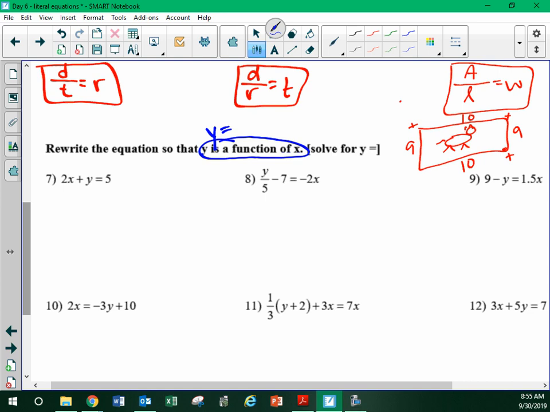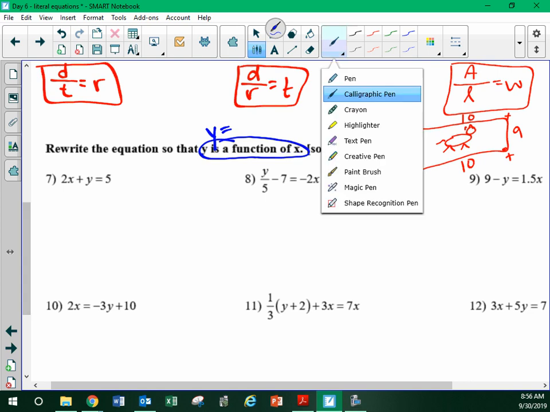Now the reason why we're doing this is because next unit, we're going to talk about graphing a line. Does anyone remember graphing lines from last year? So when we graph lines, we have both x's and y's, and so this is kind of preparing us for that. Okay. So number 7, again, we want to get y by itself. Highlight that.